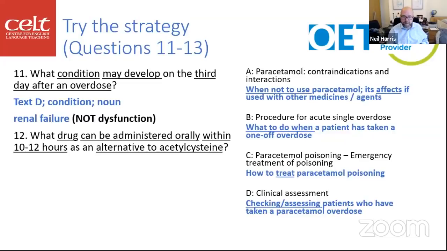I've got some answers coming in here. Someone is saying it's a noun. Yes, Tisna, absolutely. Some people are suggesting C, some people are suggesting A. Well, the point here is that you then have a look and you decide what you think the answer is. Sutha, be careful. You've said that you think the answer is acetylcysteine. Careful, we're looking for an alternative to acetylcysteine.